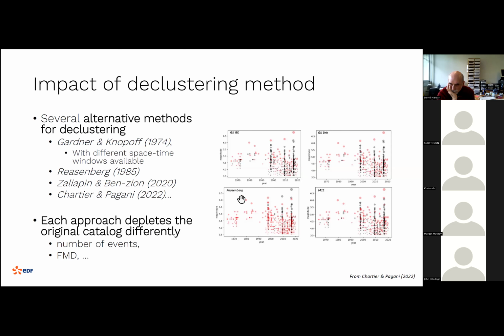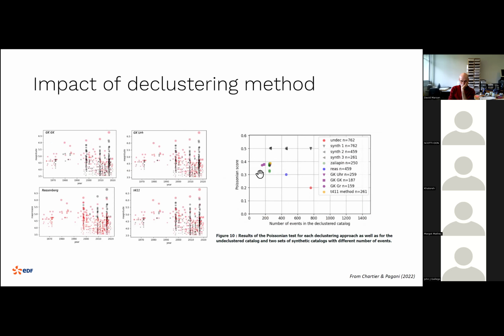The bottom right, the Chartier and Pagani approach. So there are clear differences in terms of number of events, in terms of magnitude frequency distributions as well. But even more, there is also an impact on the Poissonian character itself of the final catalog. So in their study, Thomas Chartier and Marco Pagani propose to score the Poissonian character of the declustered catalog. I won't go into these details, but you can read their report.